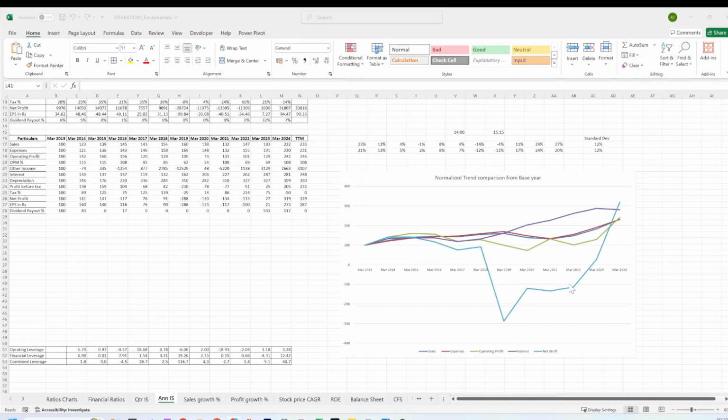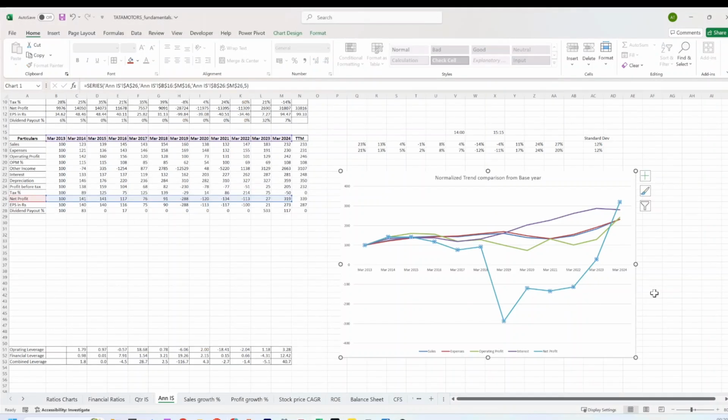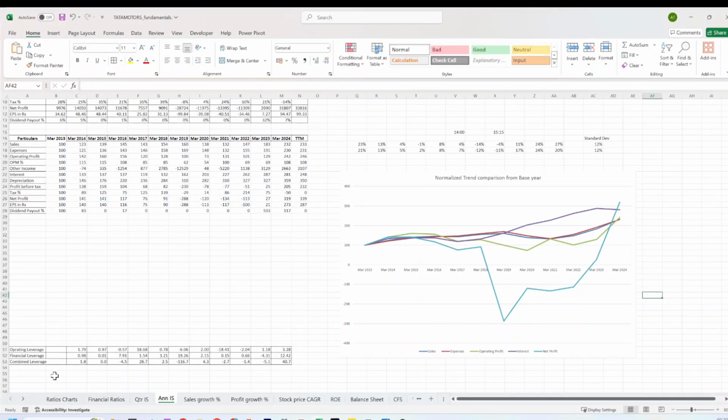So this is the reason why you are seeing the instant spike in the net profit with little change compared to the trend. And the combined leverage is the product of operating leverage and financial leverage. This shows the total impact of sales changes on net profit. Currently our combined leverage is very, very high, at around 40, which is a very risky level, which means every 1% change in sales makes a 40% change in the net profit.